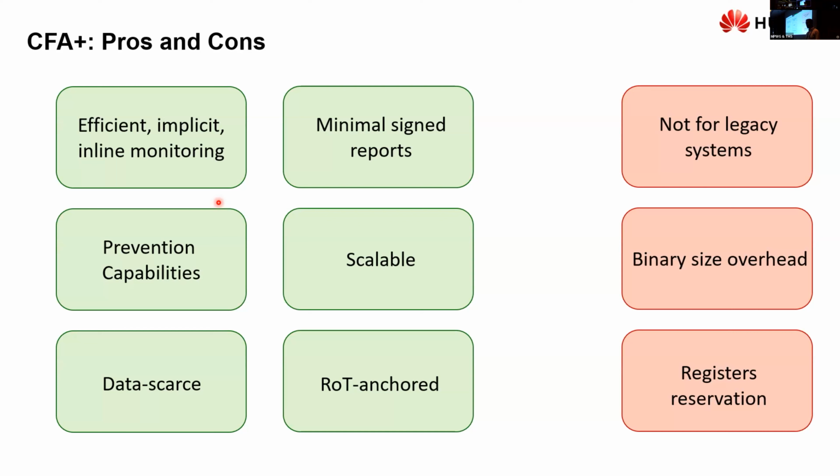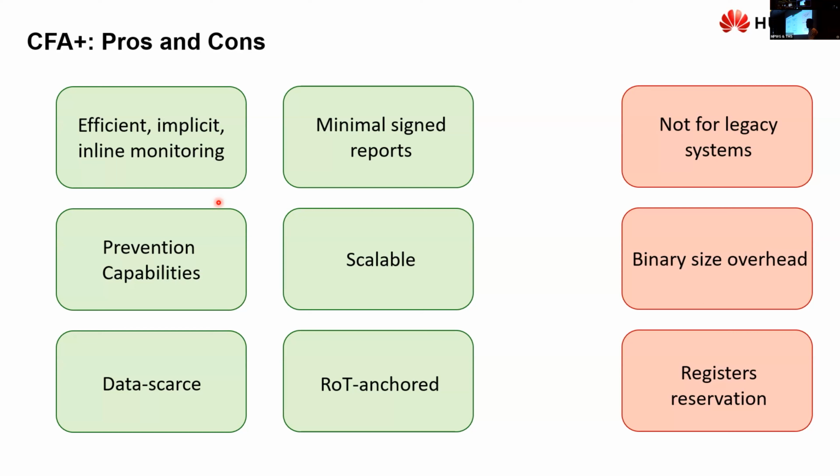And we believe it's scalable because of these minimal size reports and because of the efficiency implications. It's data scarce, meaning we don't transfer a lot of information on the network, and it's RoT anchored. For now, we use the TPM. We could use a DICE protection environment or any other type of root of trust that can provide reporting.